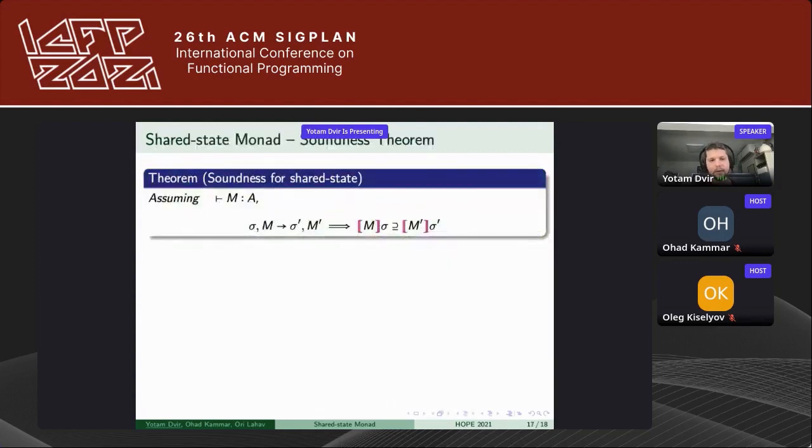Okay, so we don't have the adequacy theorem, but we do have the soundness theorem, assuming M is closed. If it runs a single step, it doesn't add new options. It can only eliminate some of its non-deterministic options from the denotation. And so it's a stepping stone to adequacy. So that's what we have so far.